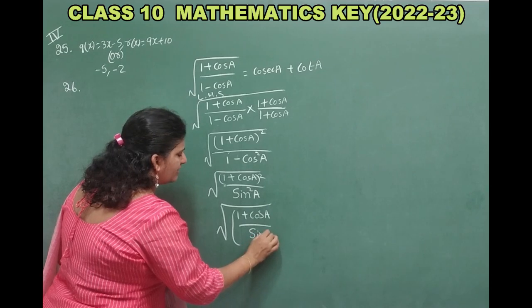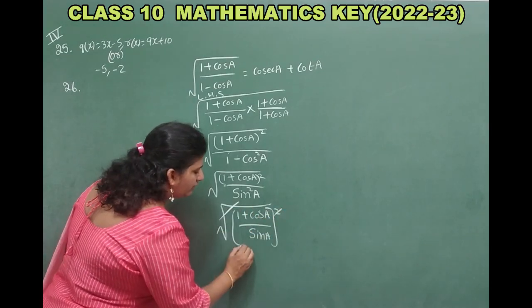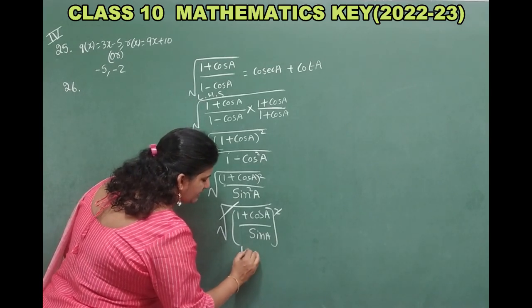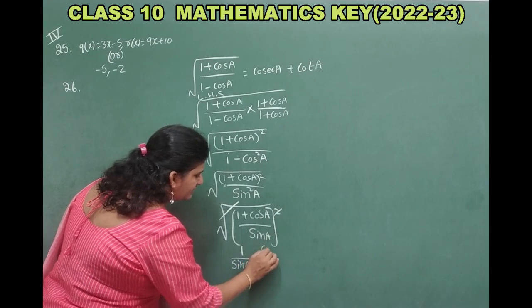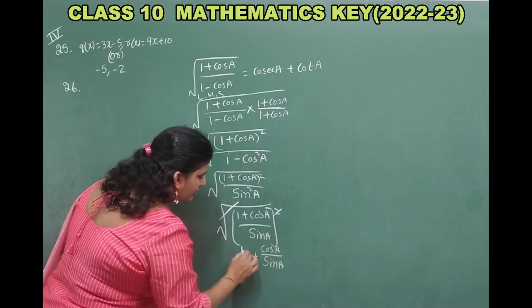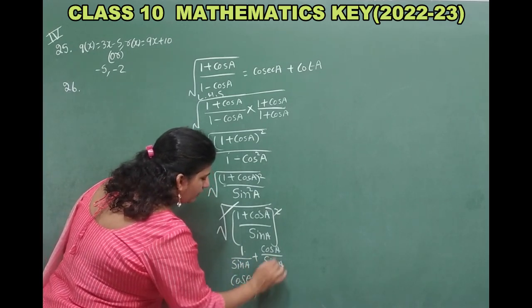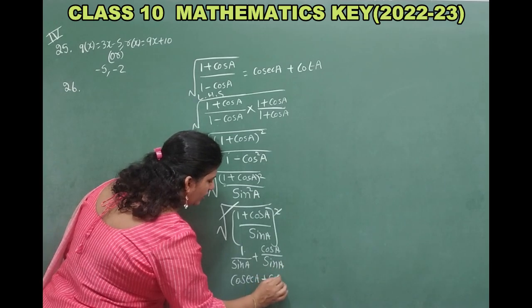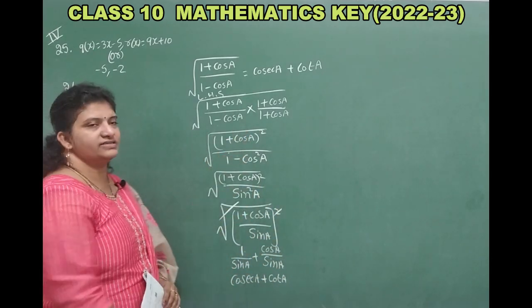1 plus cos A by sin A whole square. Square and root will be cancelled. 1 plus cos A by sin A. Split the denominator: 1 by sin A plus cos A by sin A. That is nothing but 1 by sin A is cosec A plus cos A by sin A is cot A. That is none other than RHS. Therefore, LHS is equal to RHS.